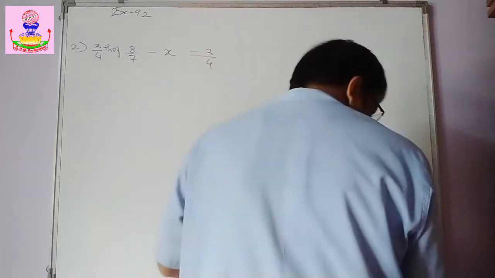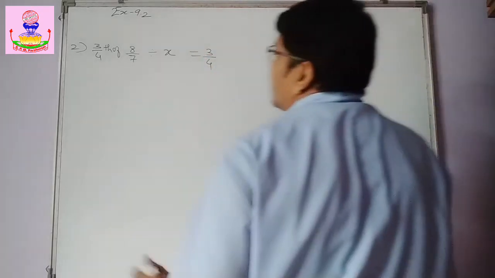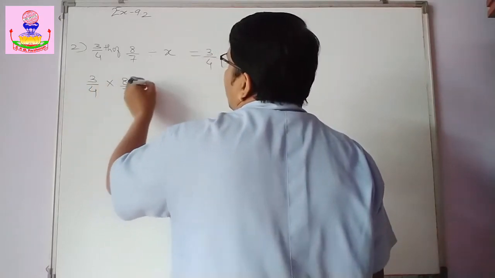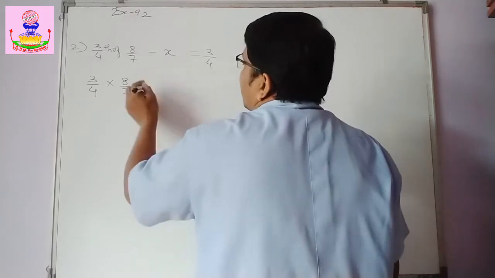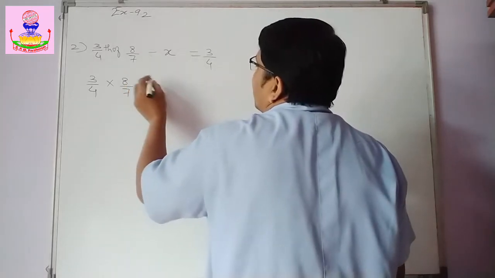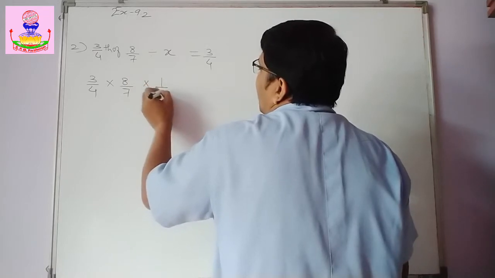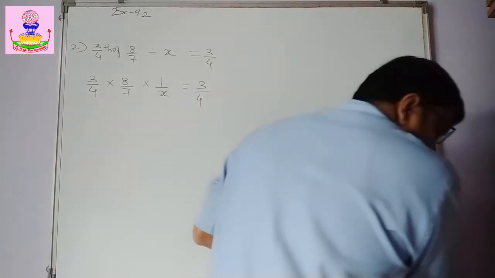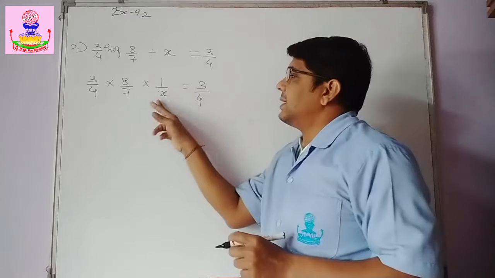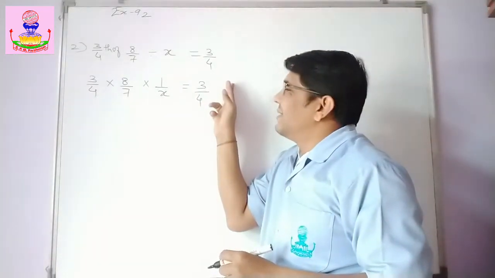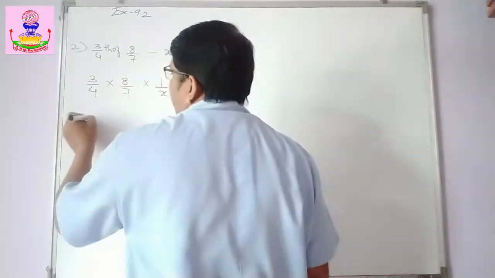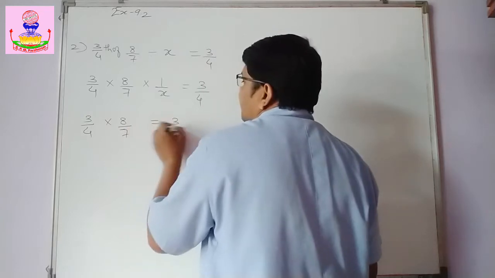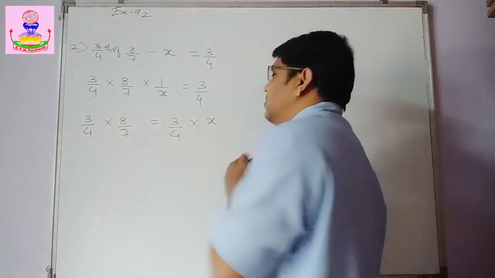Okay, now let us put up the equation. So 3 upon 4 into 8 upon 7. Now this division can be converted into multiplication into 1 upon x, that is equal to 3 upon 4. Okay. Now, this x will come to this side. So bring it to this side. So it will be coming in multiplication: 3 upon 4 into 8 upon 7, that is equal to 3 upon 4 into x.